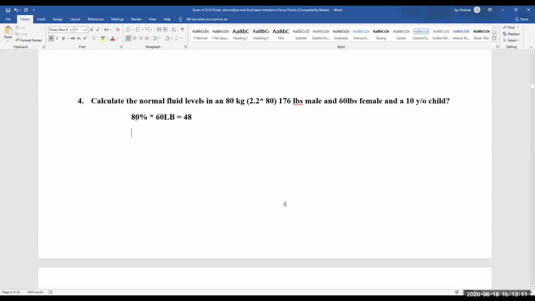All right, so for the male it's 60%, right? Yeah. Is an adult? So 60 times what is the pounds here? We said 176. Okay. 105.6. It's lots of liters there. God, it's a lot of water in here.